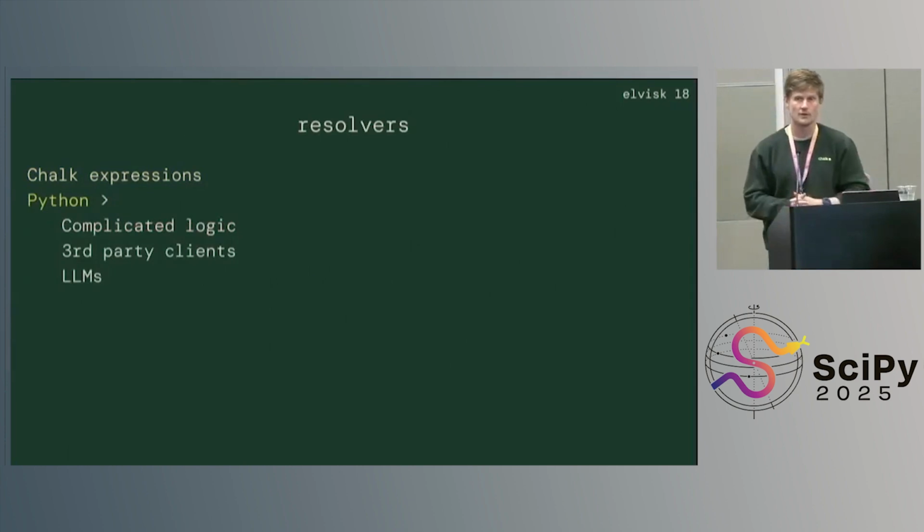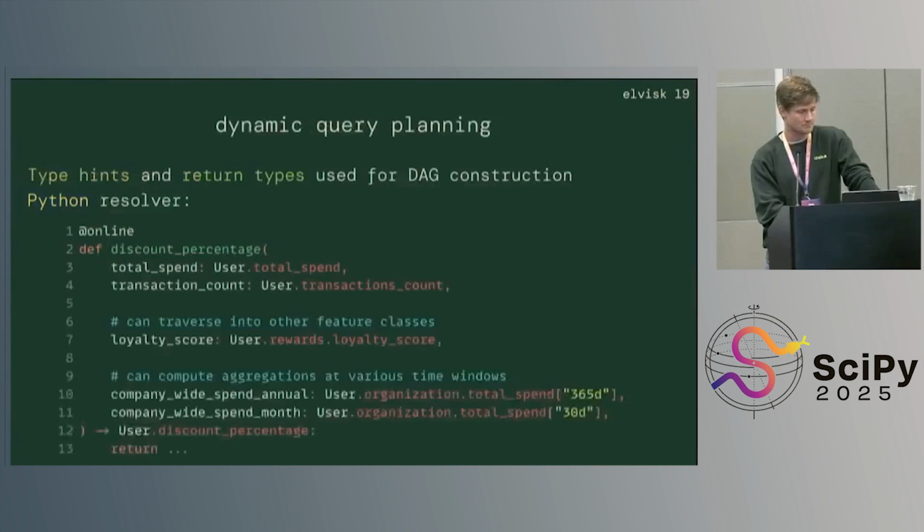The second type of resolver that we see people write is Python. This is really great when you've got complex logic that you want to codify as just a plain old function. When you want to integrate with a third-party client, like make an HTTP call to an existing external service, or do something like run an LLM. For these resolvers, you just put a little decorator on top of a plain Python function.